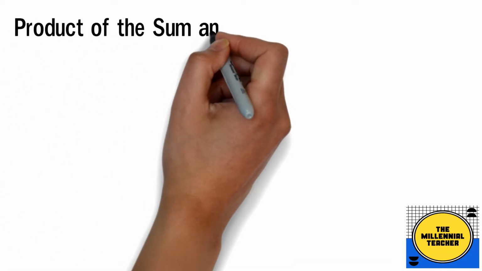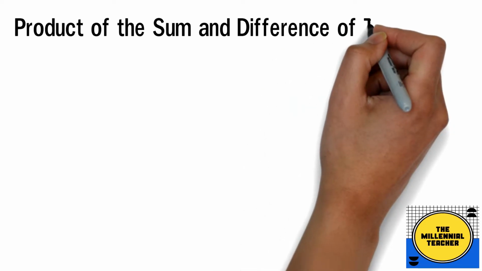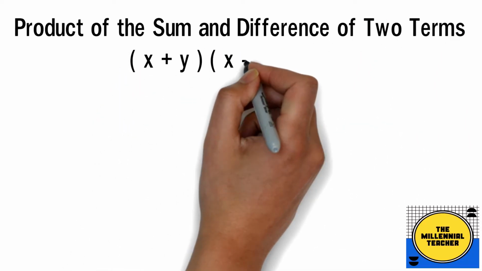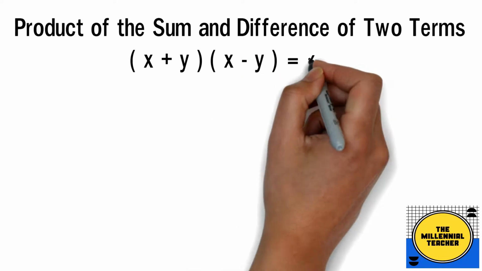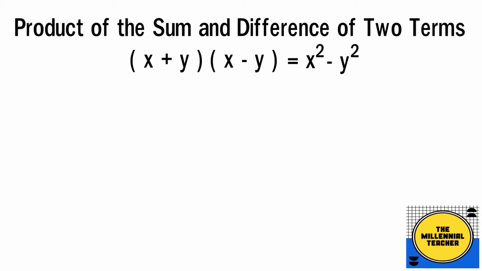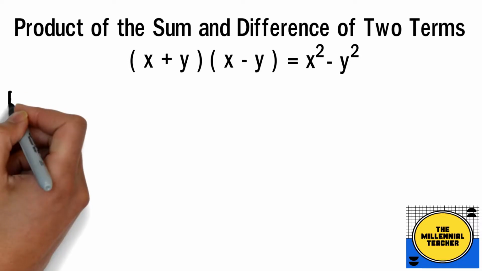Ang topic na ituturo ko ngayon ay product of the sum and difference of two terms. The product of the sum and the difference of the same two terms is equal to the difference of the squares of these terms. Apply natin sa mga sumusunod na halimbawa student.